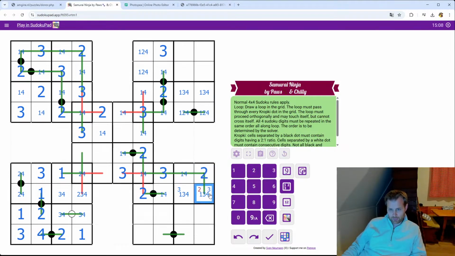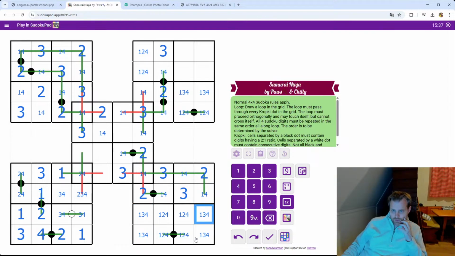This can't be 3. So this must be the 3. And either this one goes there or it goes there, and then this must be a 3. So this is from 1 to 4. This is from 1 to 4. This is from 1 to 4. This is from 1, 3, 4. This is from 1, 3, 4. So this, yeah, we can do that later.